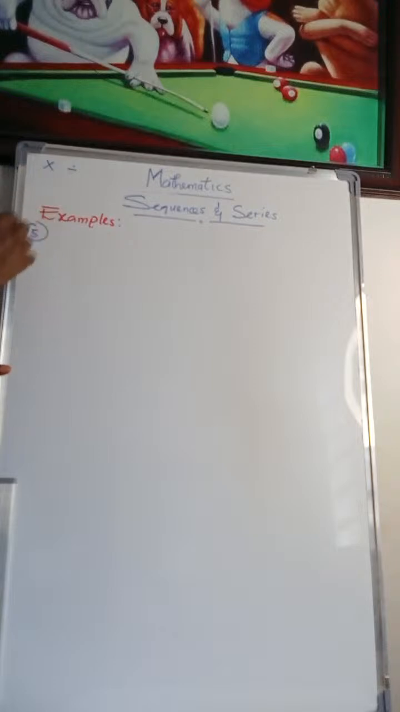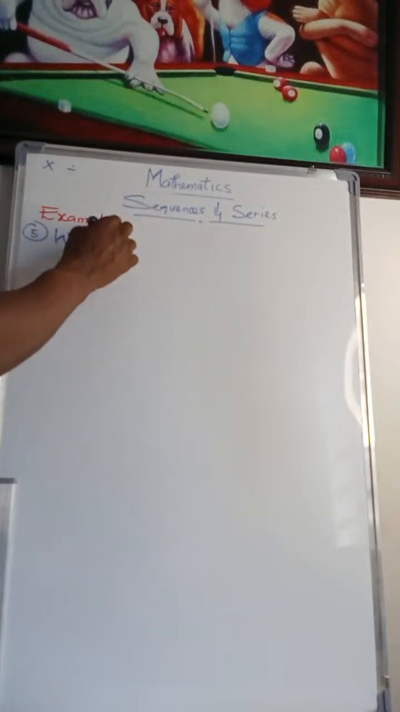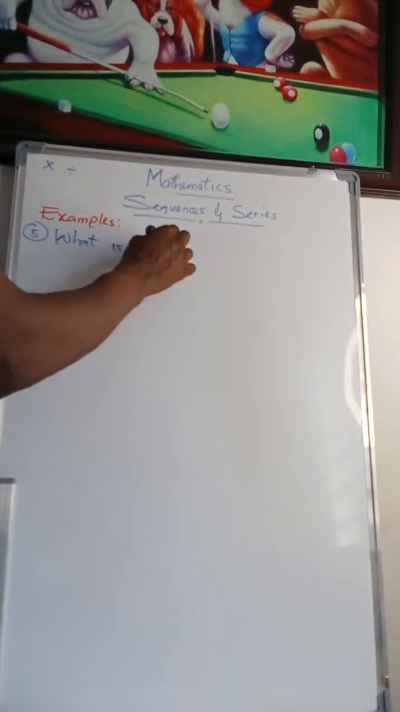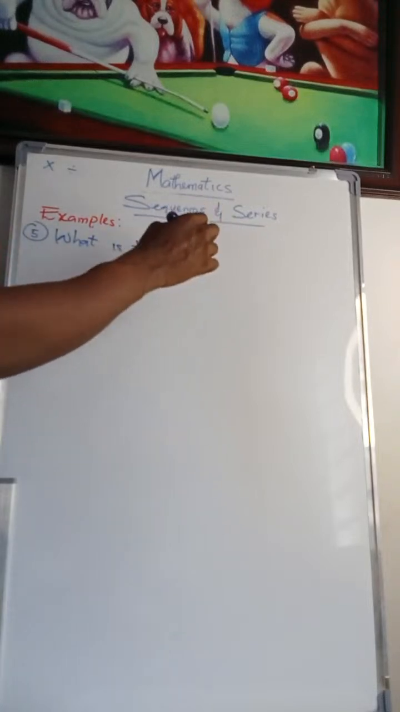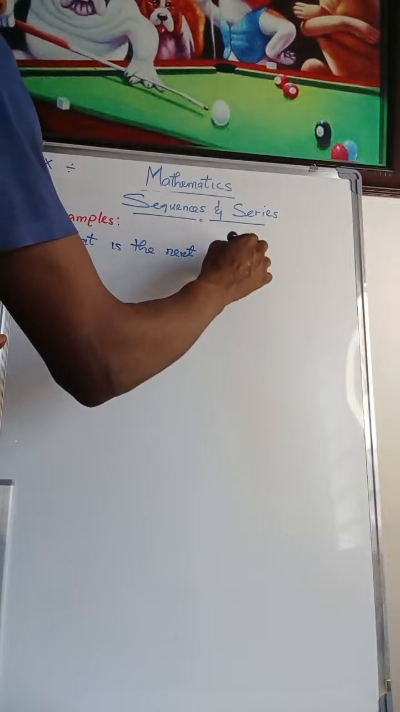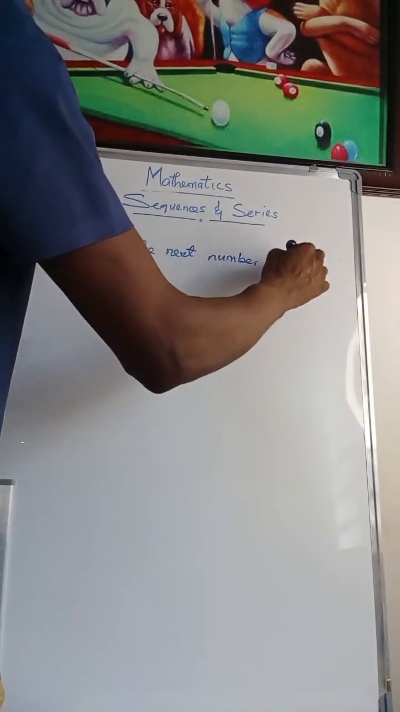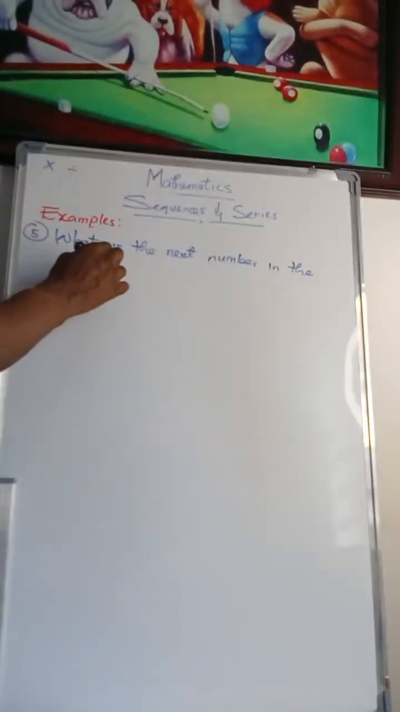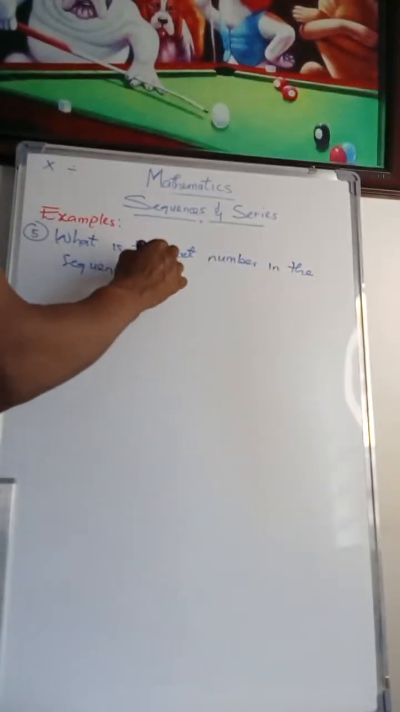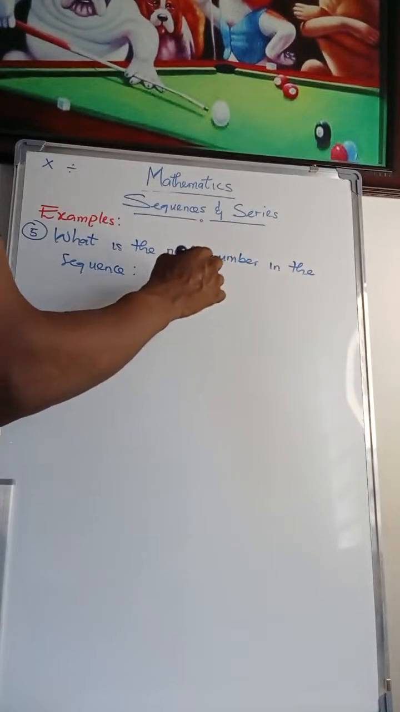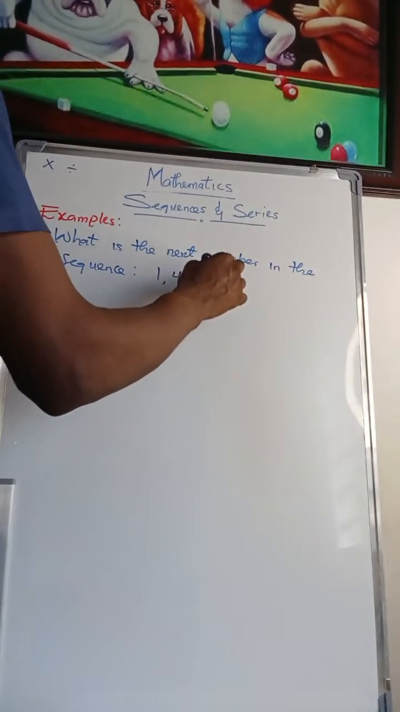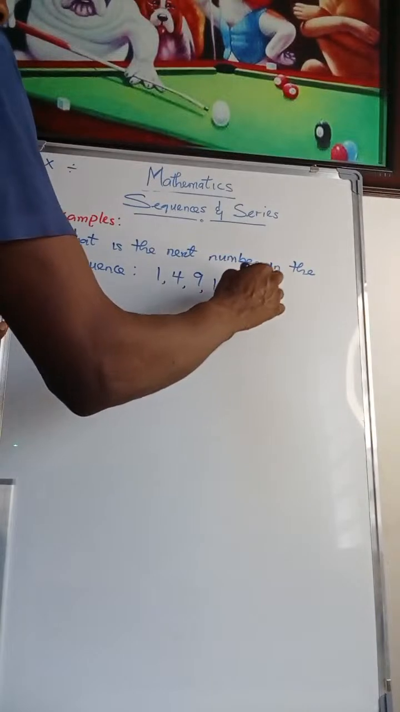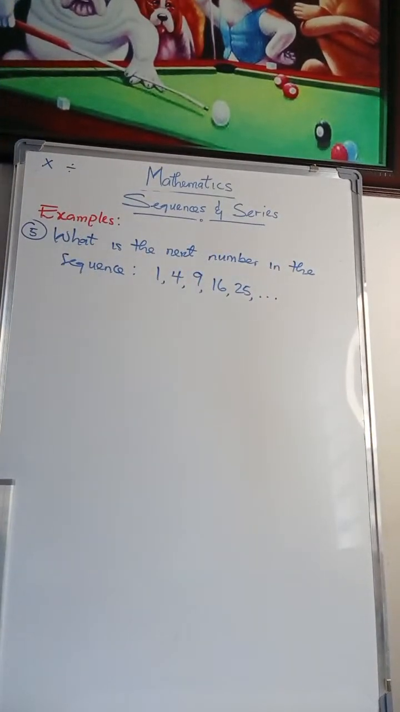Number 5. What is the next number in the sequence 1, 4, 9, 16, 25? Okay, so what is the next number in this sequence?